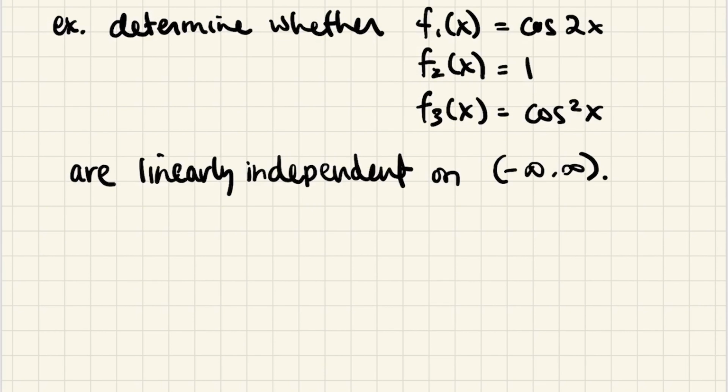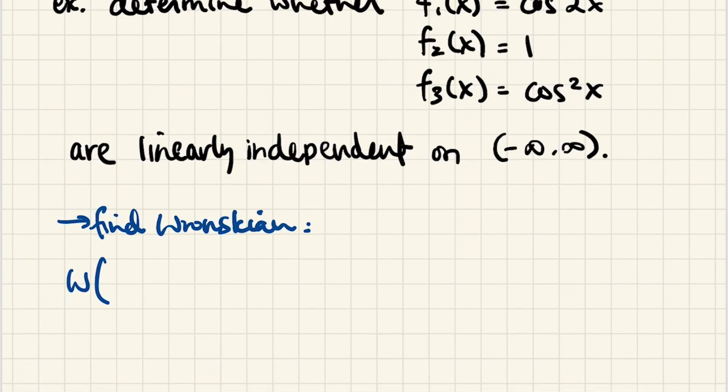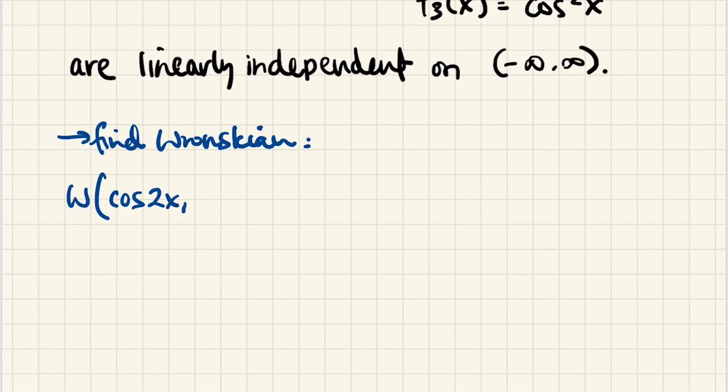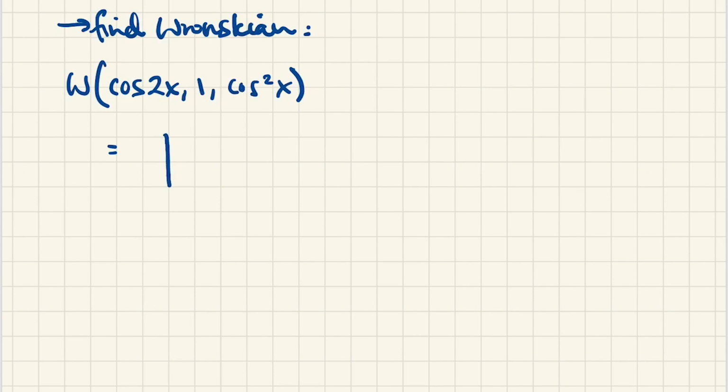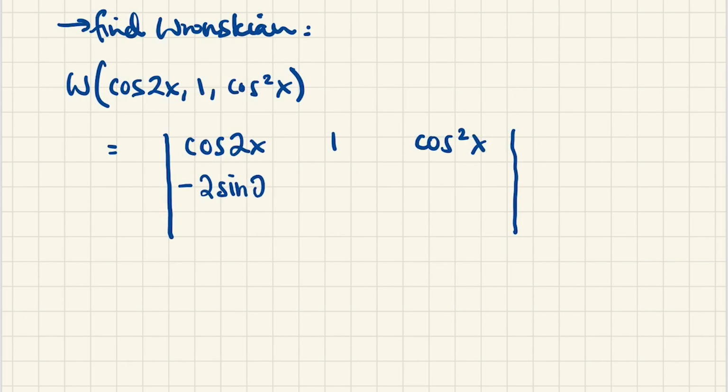All right, so here we have a set of 3 functions. And what we're going to do is build a Wronskian and see what we get. So the Wronskian of this trio of functions is equal to the determinant of the matrix formed by that pattern, right? So the first row is cosine of 2x, 1, and cosine squared of x. And then underneath each, we'll take their derivatives. So derivative of cosine is negative 2 sine of 2x.